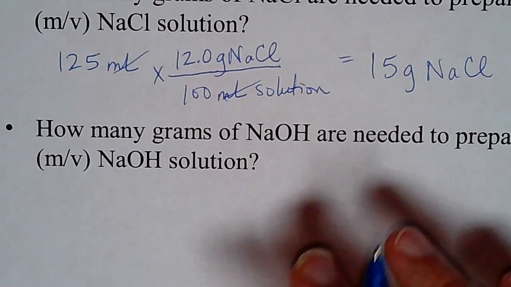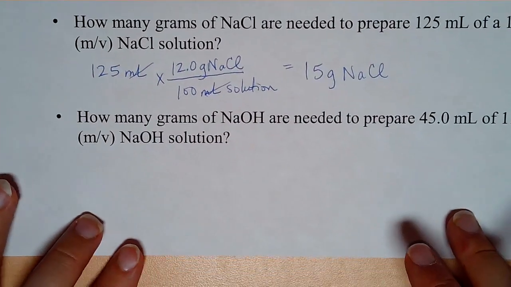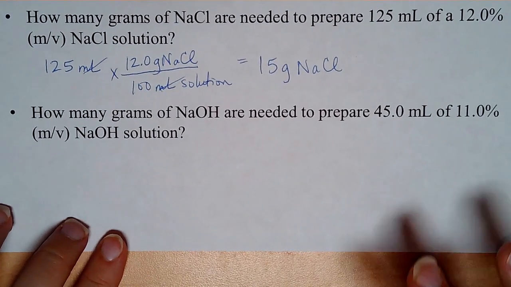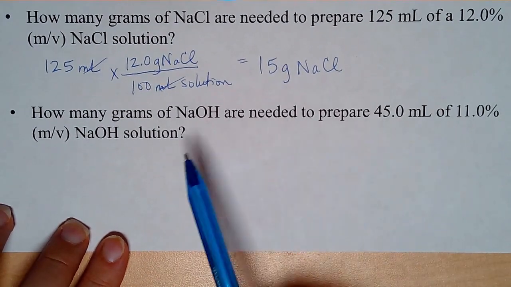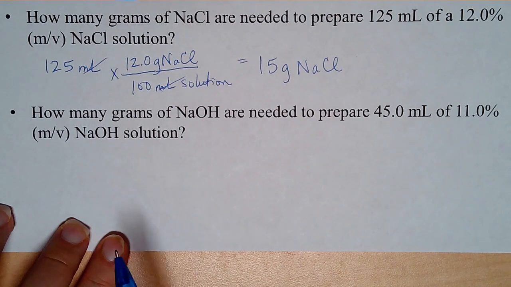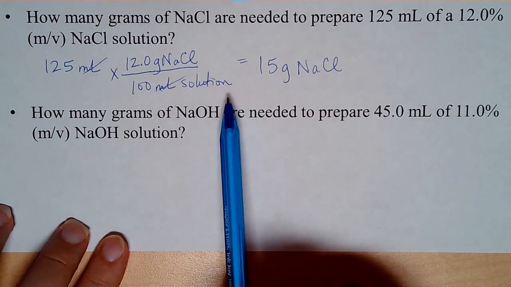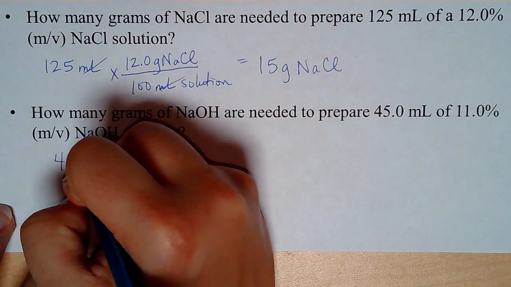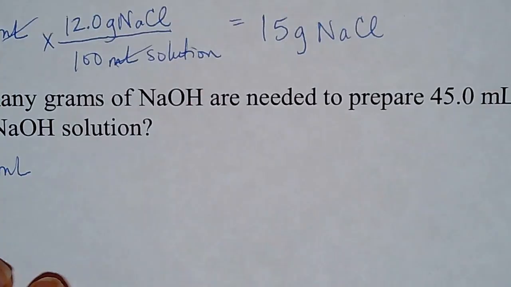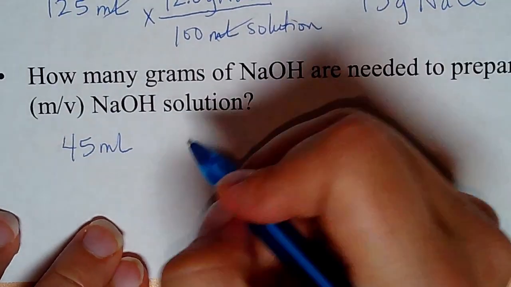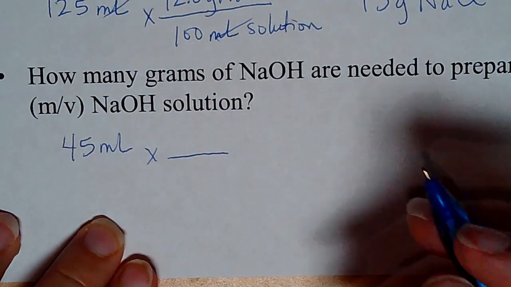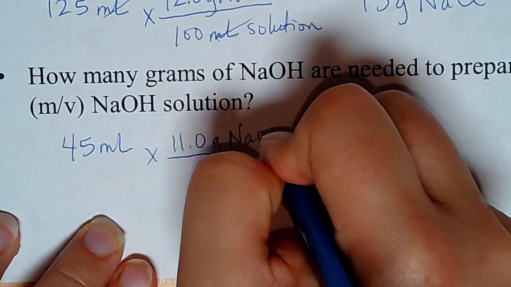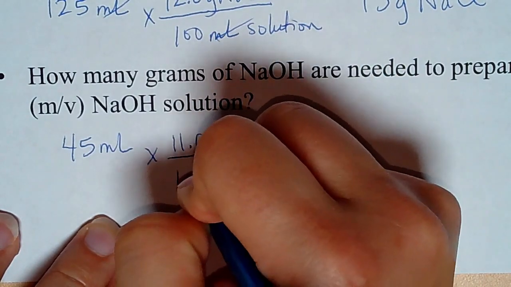Alright, then the last one. How many grams of sodium hydroxide are needed to prepare 45 mL of an 11.5% mass to volume sodium hydroxide solution? So this looks exactly the same as the last one. Okay, we want 45 mL, and we're going to use our conversion factor. We have 11 grams of NaOH per 100 mL of solution.